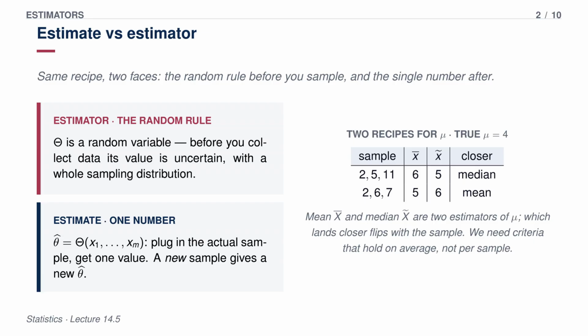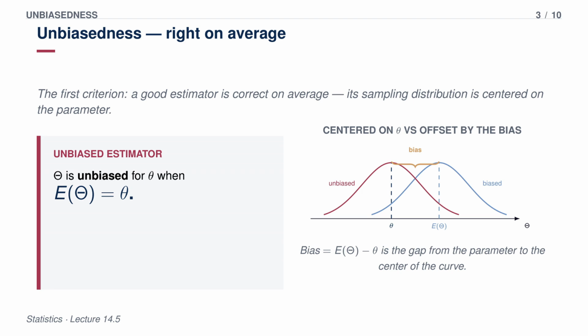And here's why that matters. Look at the table. The true mean is 4. Take the sample 2, 5, 11. The sample mean is 6. The median is 5. The median's closer. But take 2, 6, 7. Now the mean is 5. The median is 6. The mean wins. Two recipes, and which one lands closer flips with the sample. So we can't judge an estimator on one lucky draw. We need a standard that holds on average. And that standard is unbiasedness.